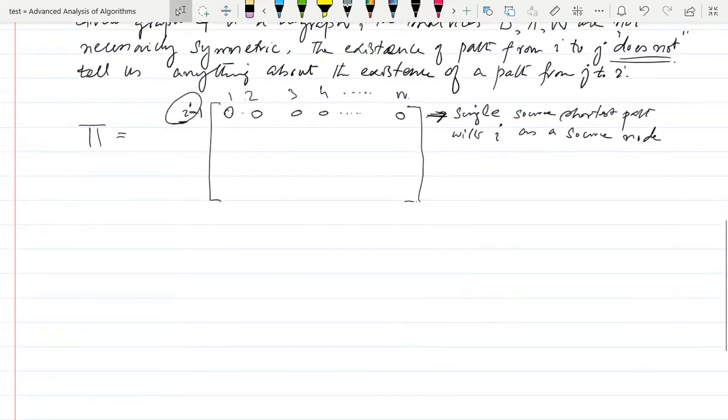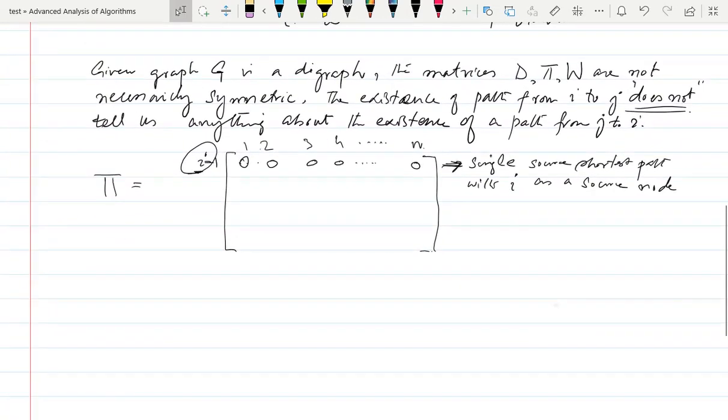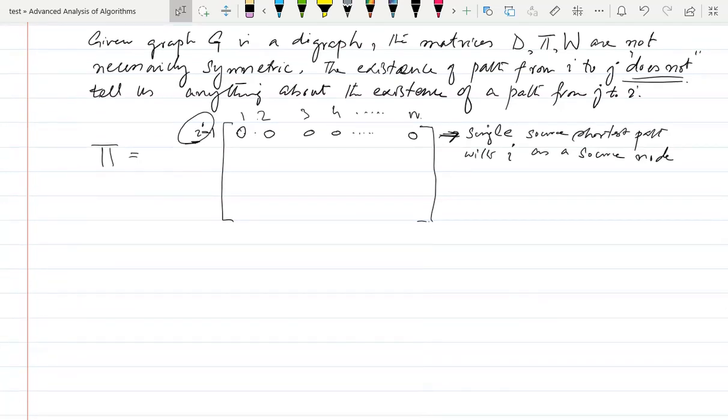Okay, this is the formal definition of an all pairs shortest path. So we have to calculate D, capital Pi, to find out the shortest path. Okay, so in this case, question is how we can do that. So for that, there is a very good approach.